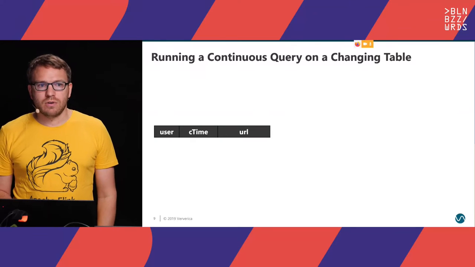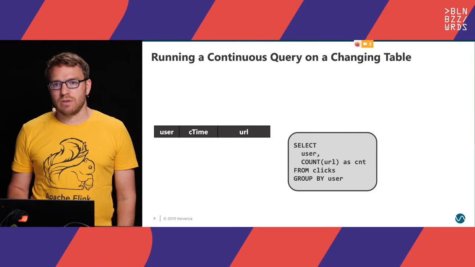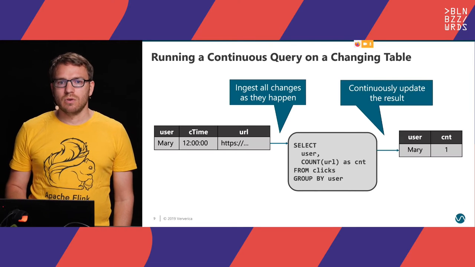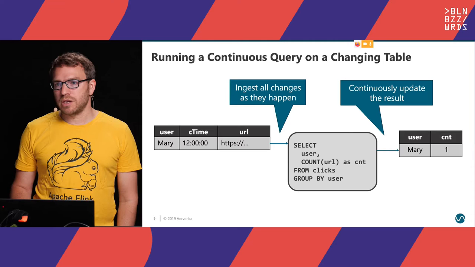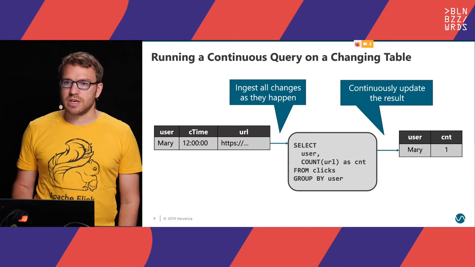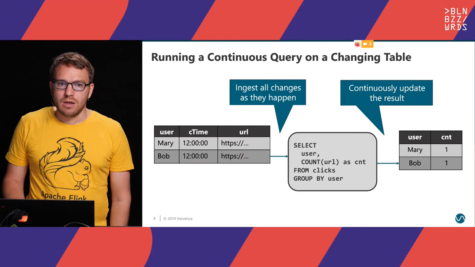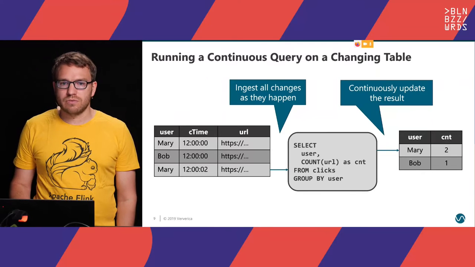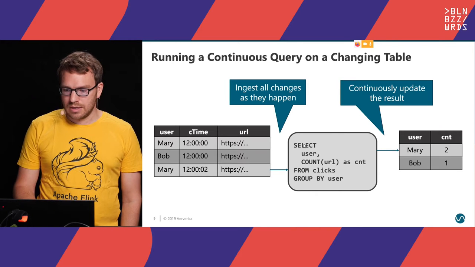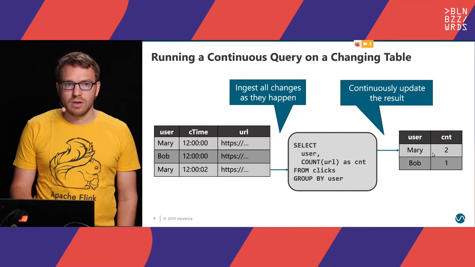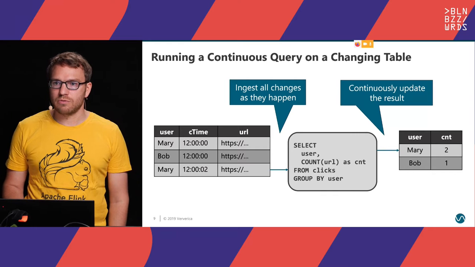If we run this query now in a continuous way, let's say we start the query at this point in time when the table is empty. Now the first row arrives. The query ingests the first row and updates the result. So at this point in time, there's only one user who clicked some link, which is user Mary, and they clicked exactly once. Now the next row comes, and the query updates the result. The next row comes, and now you see that we're not only inserting a new row, but we're also updating this row here, basically changing the count from 1 to 2.